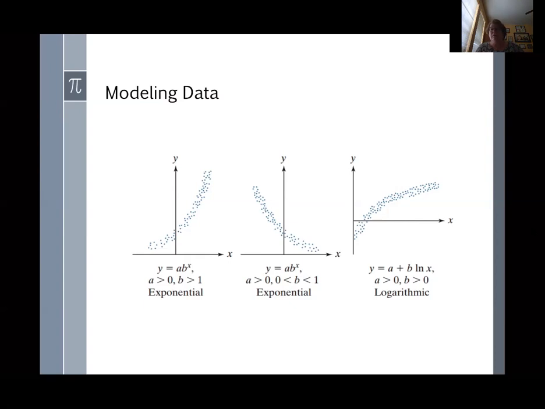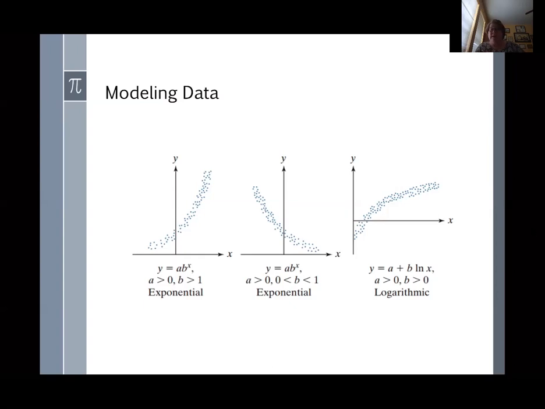Logarithmic models have a limit on the domain. Remember, you can't take the logarithm of 0 or a negative number. You can only take the logarithm of a positive number. So when you get the kind of shape we have in this third graph, where the domain is being limited and then you have that increase, that's most likely logarithmic.